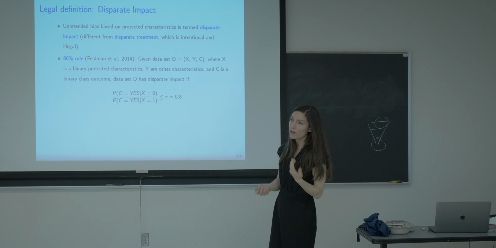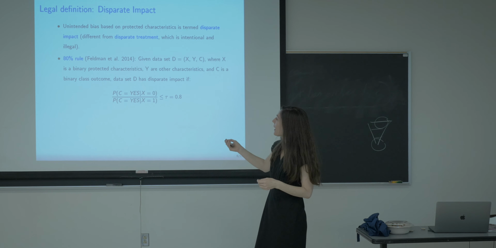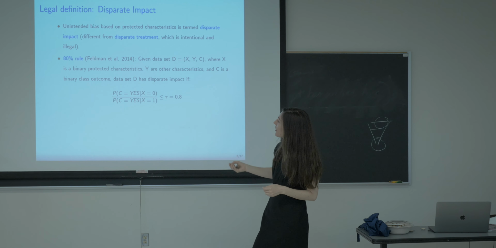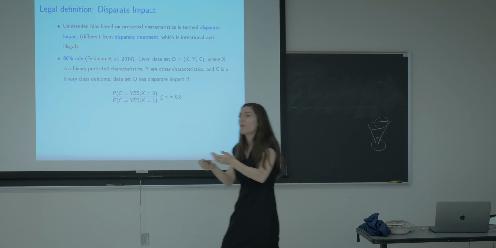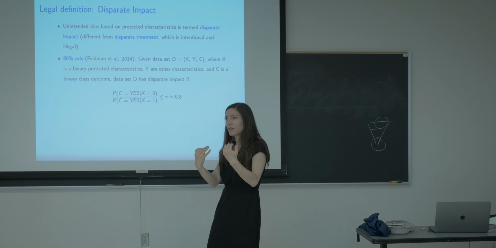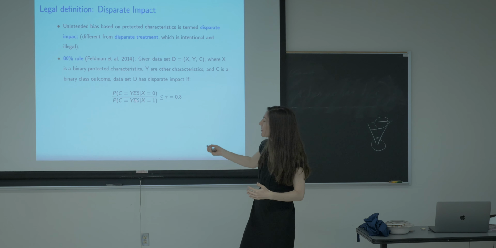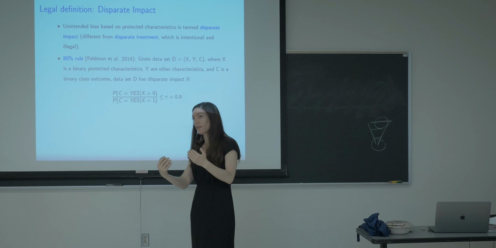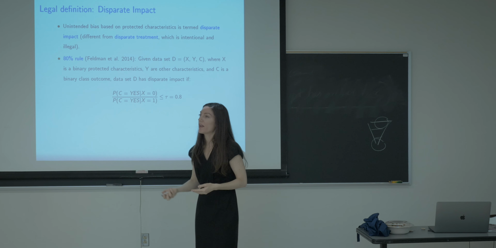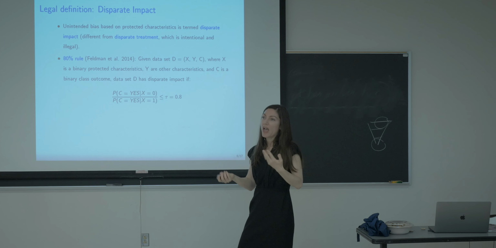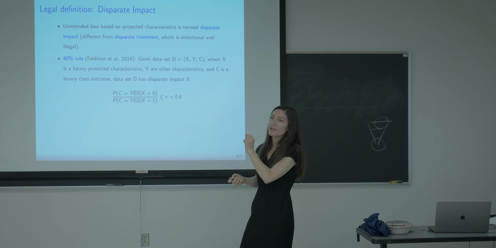So the 80% rule says that there is disparate impact if the probability of a favorable outcome, given that the observation displays the protected attribute, divided by the probability of a favorable outcome if the observation does not display the protected attribute, if that ratio is lower than 0.8.